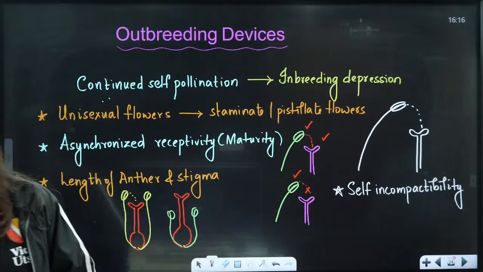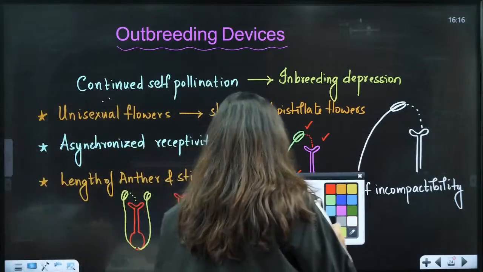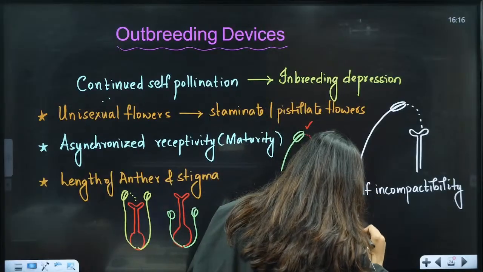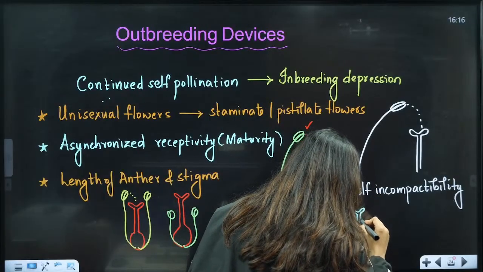Whoever comes inside your family, you are going to reject them. That means what is going to happen? Instruction to the stigma.